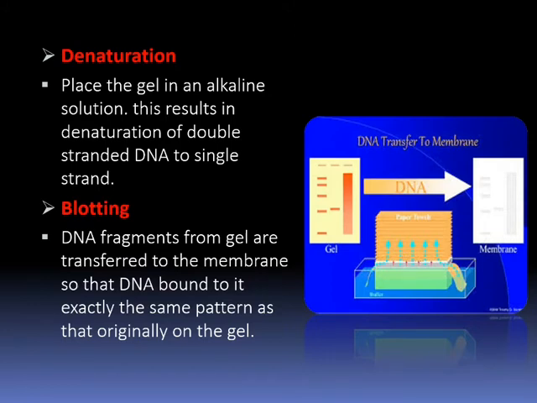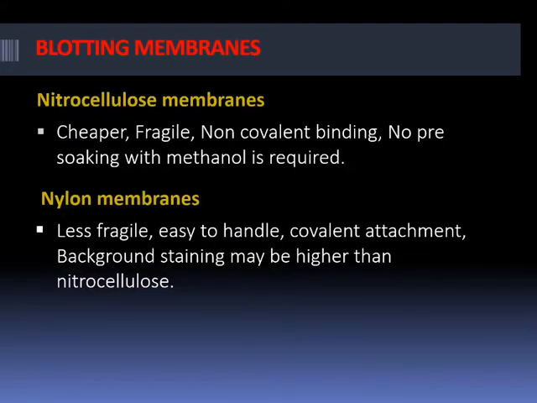Next, blotting. The DNA fragments from the gel are transferred to a membrane so that the DNA is bound to it in exactly the same pattern as originally on the gel. It has to be blotted, meaning transferred, because the gel is not suitable for further processing. So it has to be transferred to a particular sheet, which is called a blotting membrane.